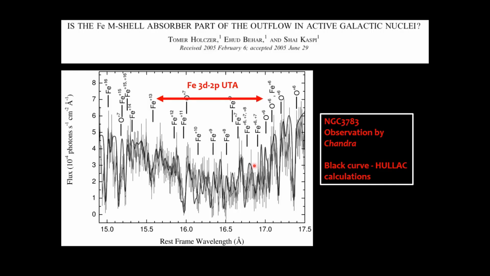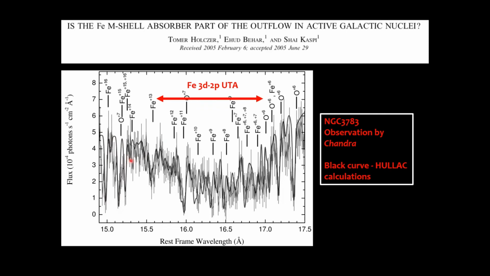The last example I will give is the iron M-shell UTA, the unresolved transition array, which we started investigating just 2 weeks before we had a beam time in Hamburg. So I will show you some of the results. This is again a spectrum from Chandra in the range of 15 angstrom to 17.5 angstrom. These are all strong absorption lines from iron 16+ to iron 6+ and oxygen 7+ and 6+. This black curve that you see here is the model, a very old model from the Hewlett calculation.